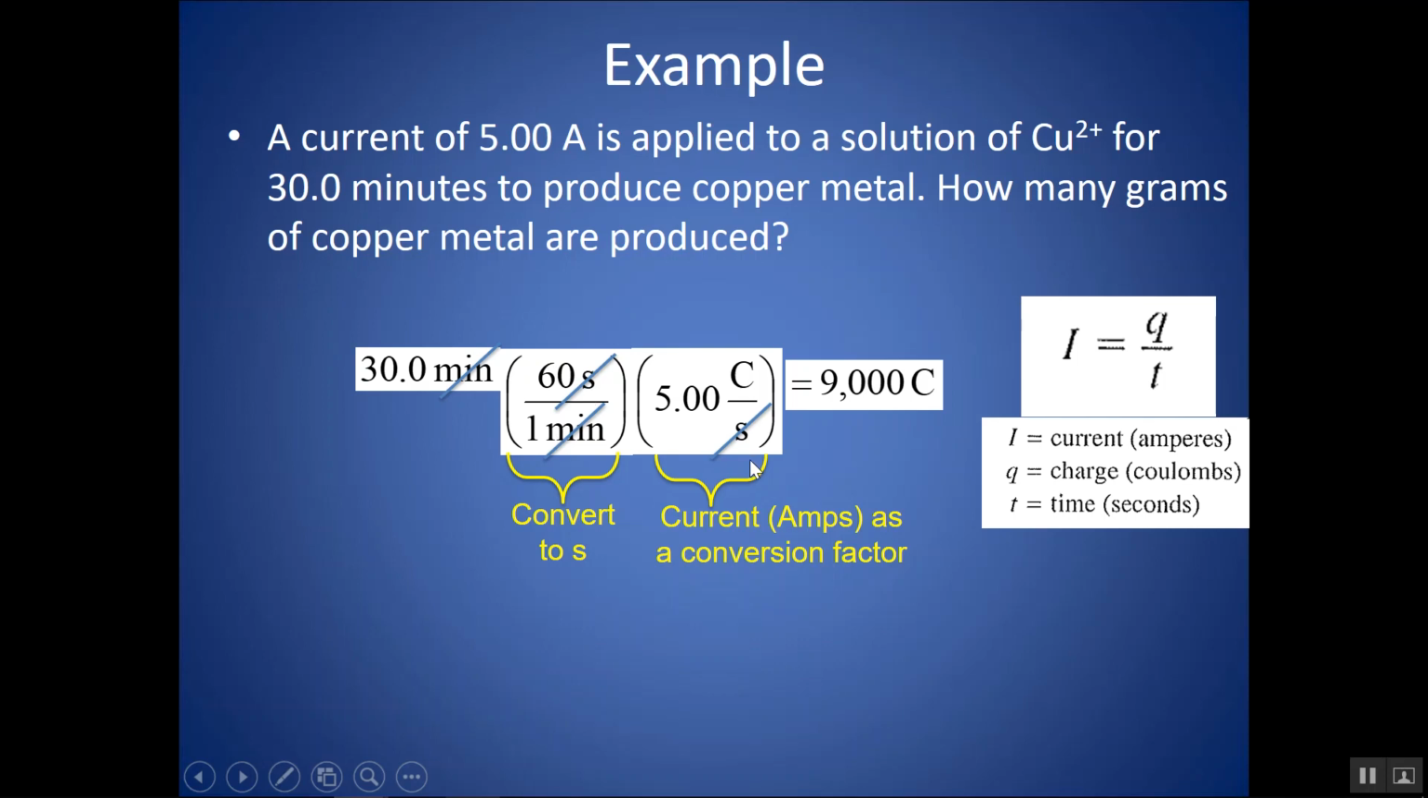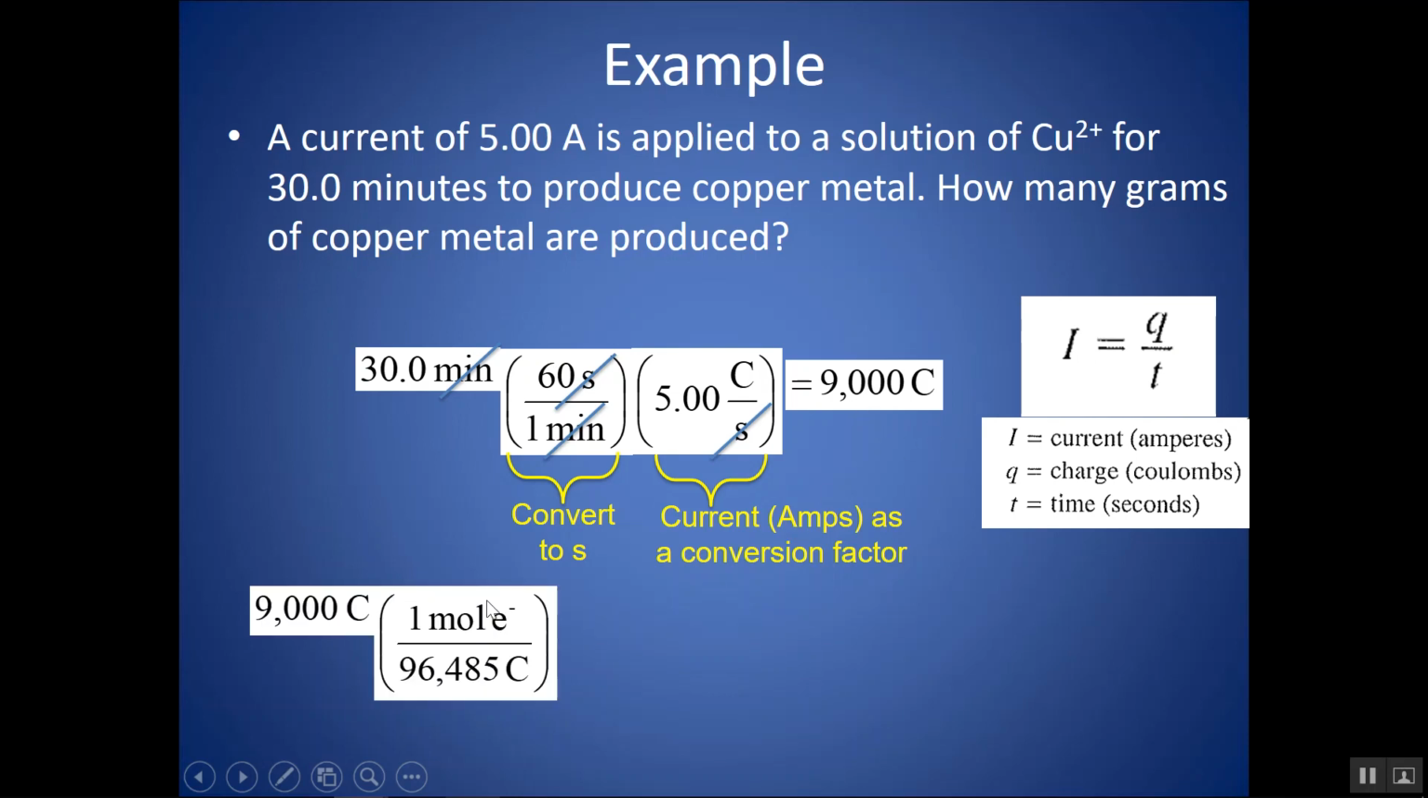Okay, so notice I can track how my units cancel, or if I plug in here, it tells me I'm getting charge in coulombs. Now that I have charge in coulombs, I can use Faraday's constant as a conversion factor. If you wanted to continue this all out in one step, you could feel free to just get rid of this 9,000 here and tack this on. But notice that the coulombs would go away and I'd get moles of electrons.